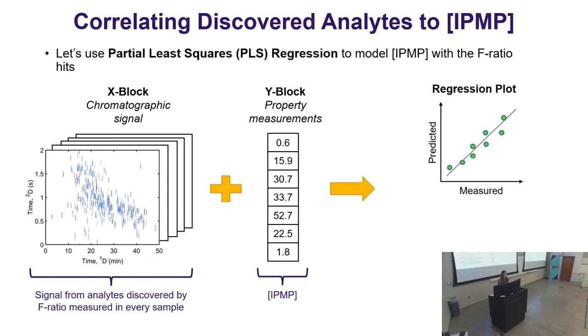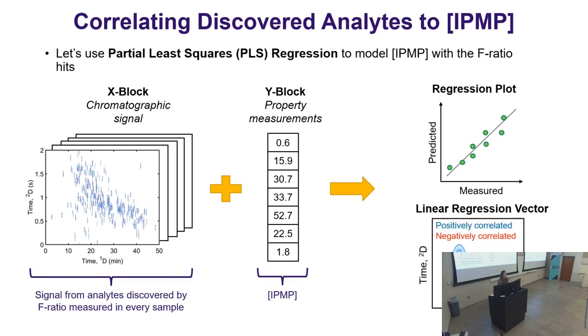The first being the regression plot, which basically highlights that linear dependence of how well our chromatographic signals can correlate to those property measurements, but also the linear regression vector. So this will tell us exactly what type of analytes were positively correlated or negatively correlated with the concentration of IPMP.